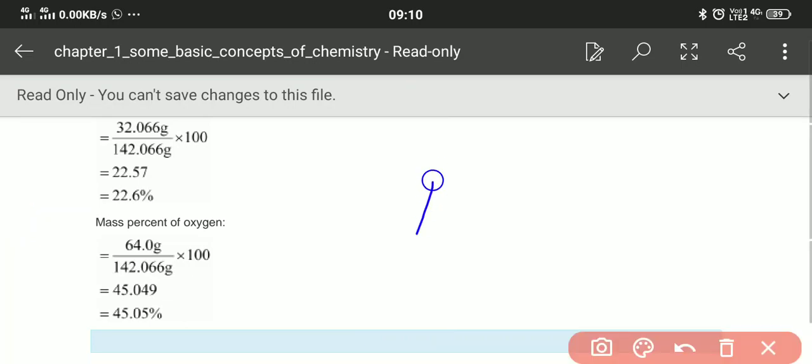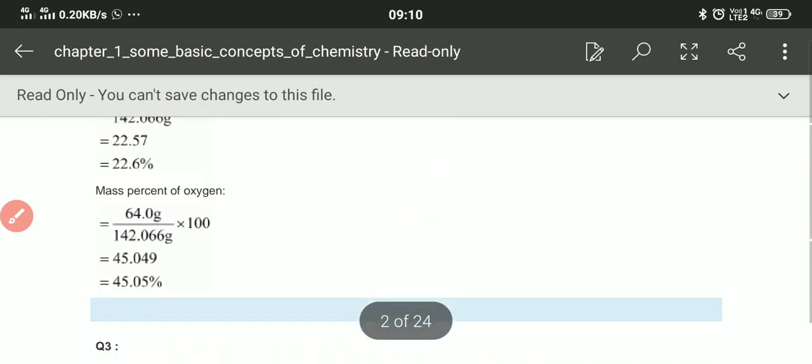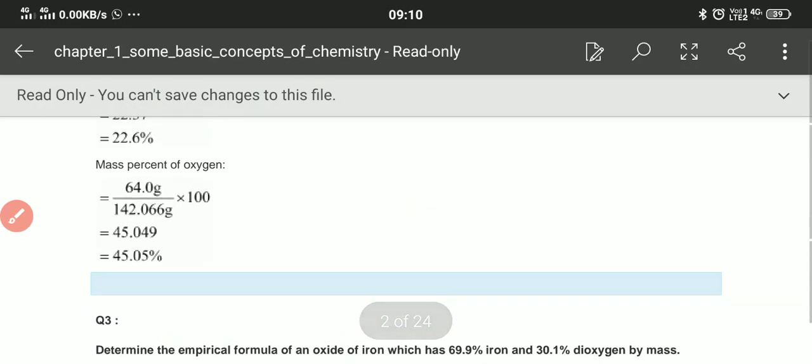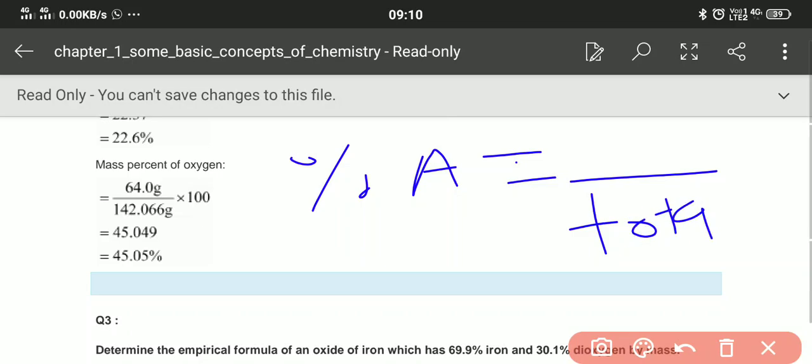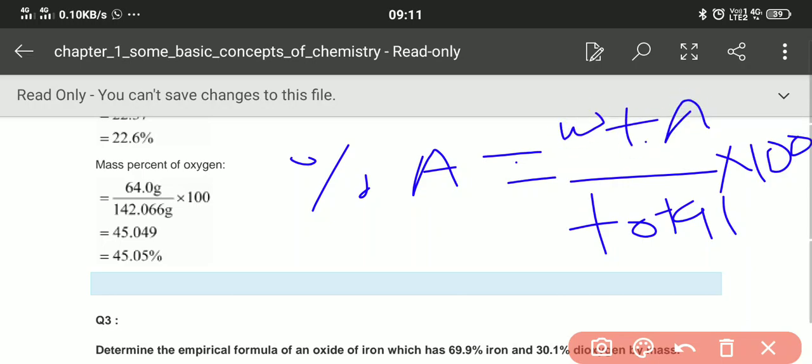So it is very easy to calculate the mass percentage. The percentage of any compound is equal to weight of that compound in the given sample upon total into 100. Weight of that sample means weight of A upon total weight into 100.